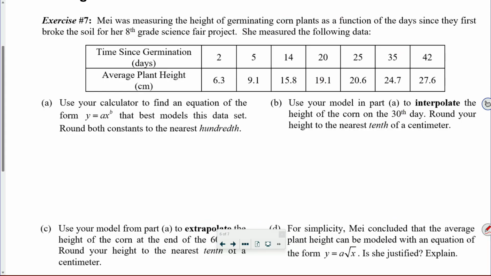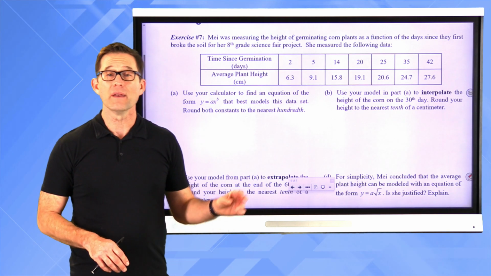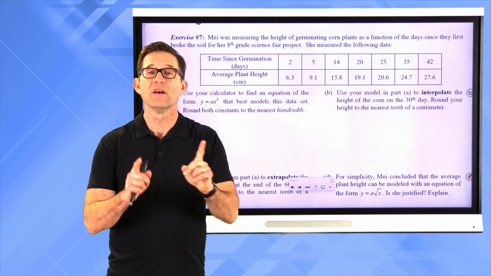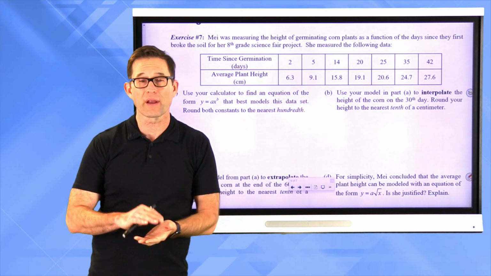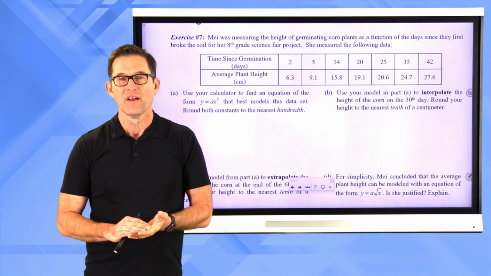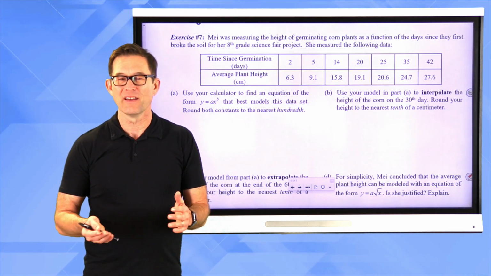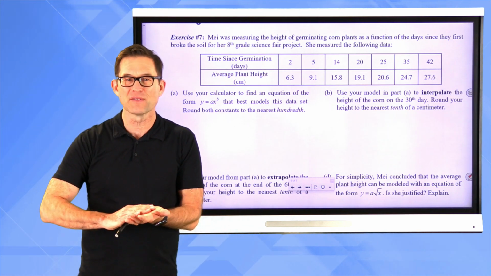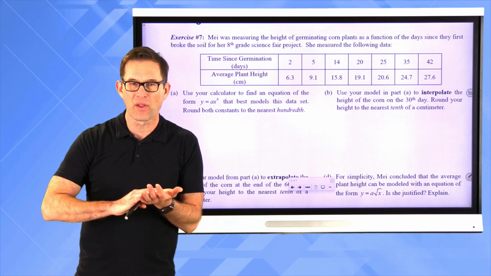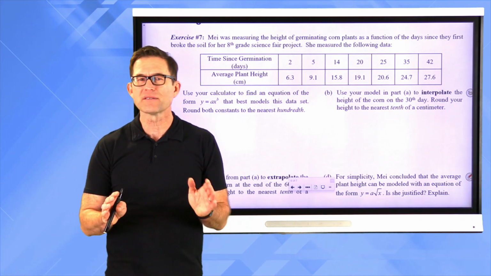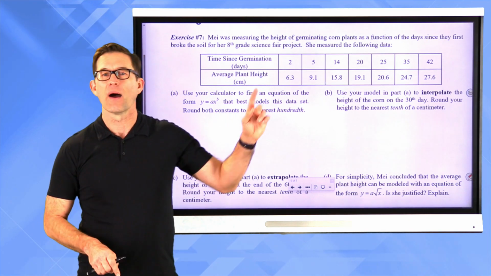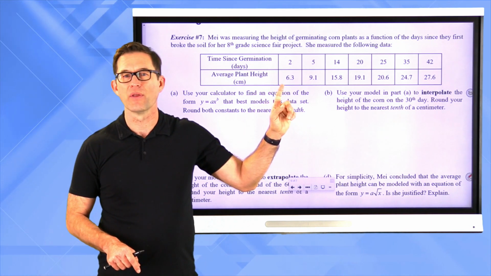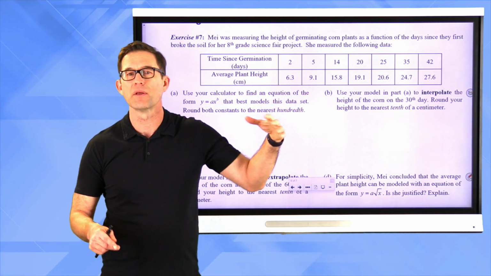May was measuring the height of germinating corn plants as a function of the days since they first broke the soil for her 8th grade science fair project. She measured the following data. Our input is the number of days since the plant first broke the soil. And it kind of makes sense, right? Day 0, the plant height is going to be 0. The first day that they break the soil, they're right at the soil surface, so the plant height is 0. So it makes sense why we might use a power function here. Now after 2 days, the average plant height is 6.3 centimeters, 5 days, 9.1 centimeters, etc.